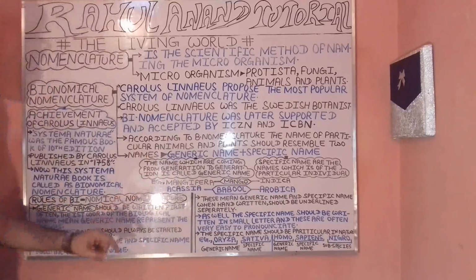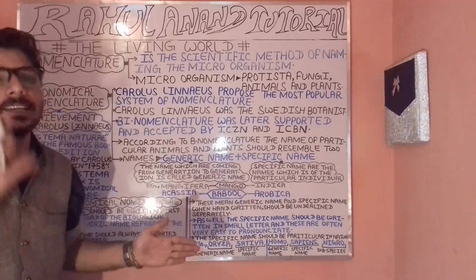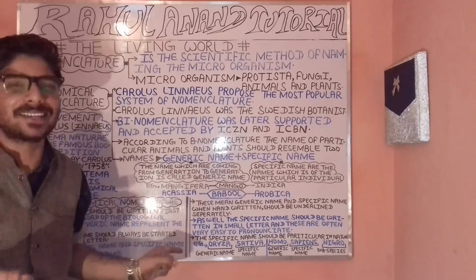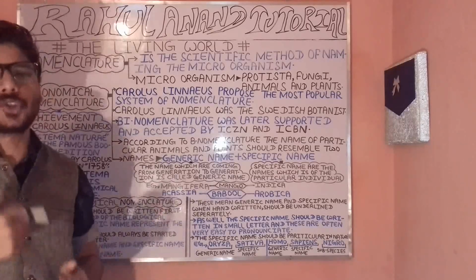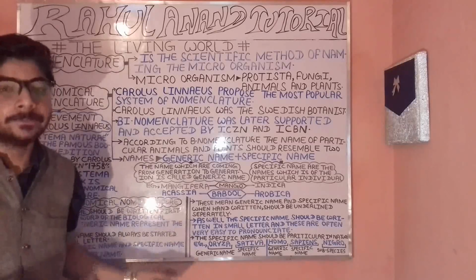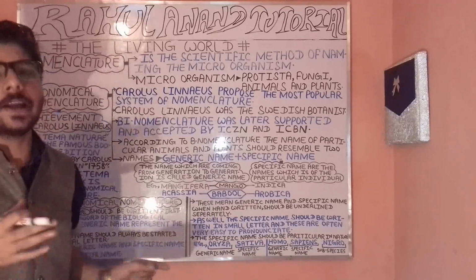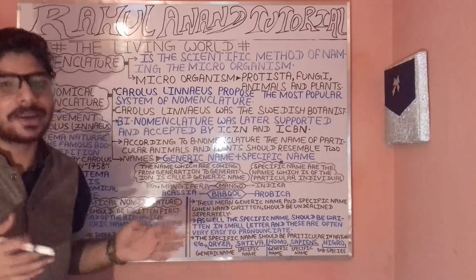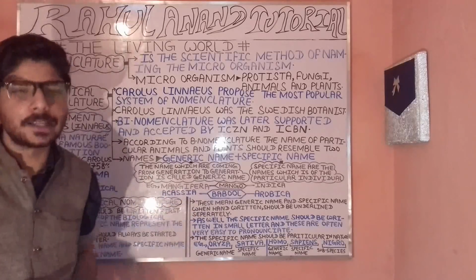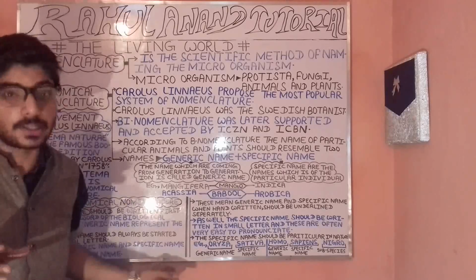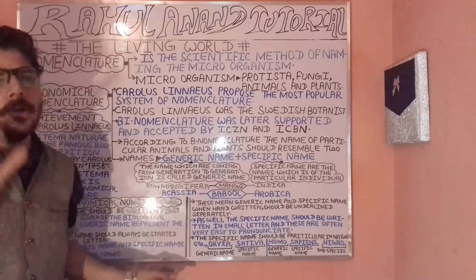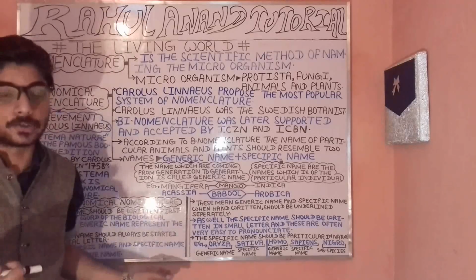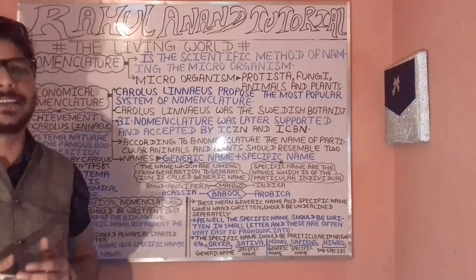Now, when we talk about the rules of binomial nomenclature, you have to understand certain facts. Your genus should be written first. You are very clear about what the genus is. It represents the particular genus. Also, the genus should be written with a capital letter.